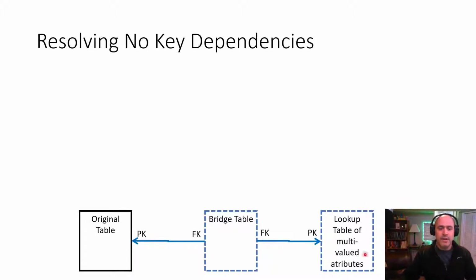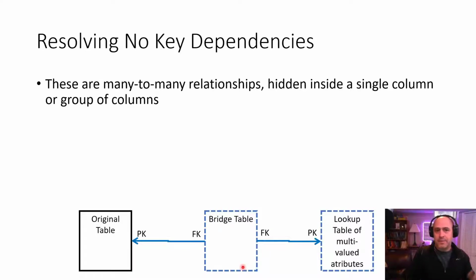So over here are going to be, for example, all of the different regions: downtown, west side, south side, north side. And then in here is going to be the combination of primary key from the original table and then west side, south side, downtown, so that we can then hook it back up with the driver's car. Okay. Again, many-to-many relationships hidden inside a column.